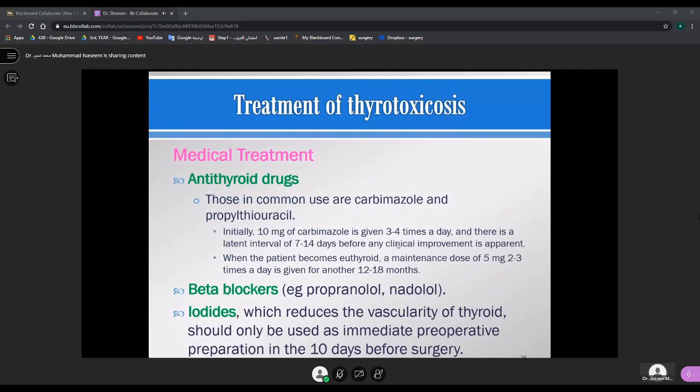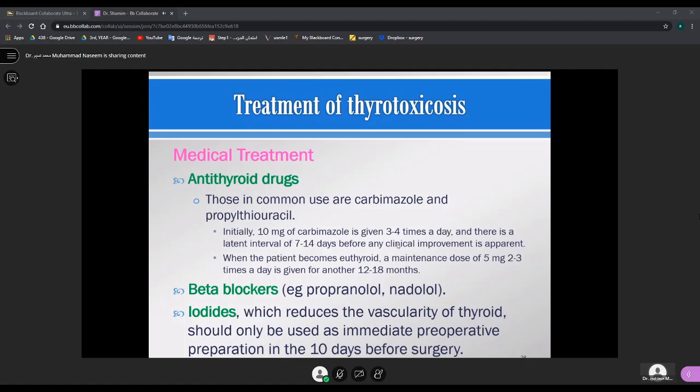Treatment: medical treatment includes antithyroid drugs. Commonly we use carbimazole and propylthiouracil. Initially, 10 milligram of carbimazole is given 3 to 4 times daily, and there is a latent interval of 7 to 14 days before any clinical improvement. Once the patient becomes euthyroid, a maintenance dose at a lower dose is required, 5 milligram 2 to 3 times a day, and this is required for 12 to 18 months.